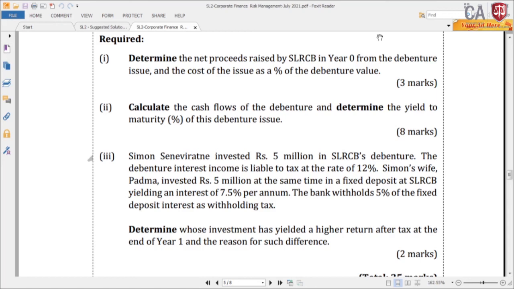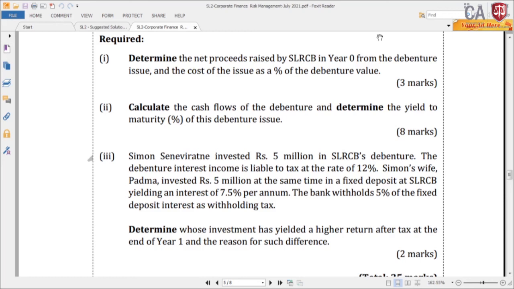First two parts we talked about from the company point of view, the bank who has issued the debenture. What is the cost to the company, what is the IRR of the debenture, all that is from company point of view. The third part is they are talking from investor point of view. Investor is Simon Seniviratna who has invested 5 million and then the interest income he gets is liable for tax at 12%. His wife has invested 5 million in the fixed deposit.